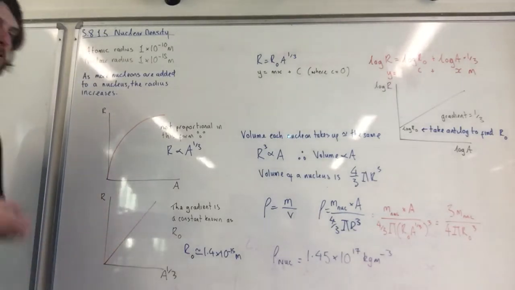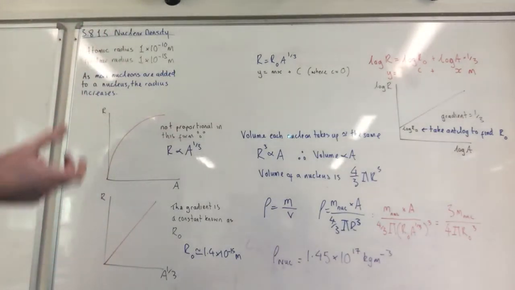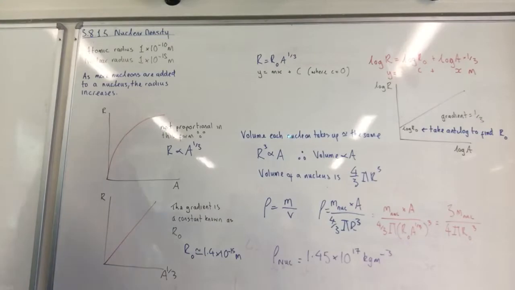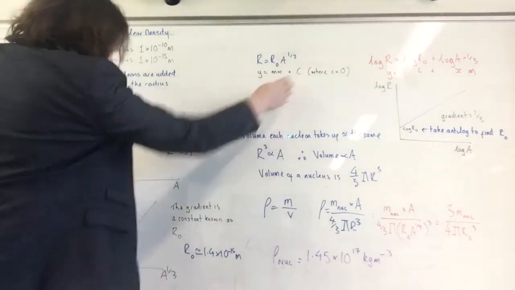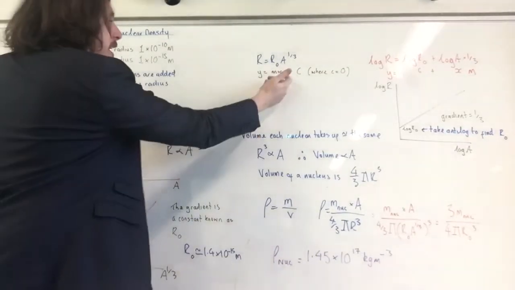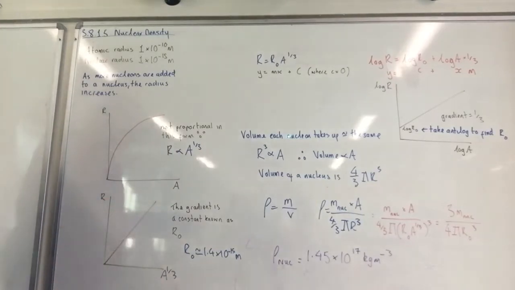If they want you to do it using the logarithm method, then this is what you would do. So we've looked at y equals mx plus c, so it stands to reason that c is equal to 0 here, and therefore, if you were to do the cube root of the number of nucleons, then that's the shape of graph you'd get, and your gradient is R0.